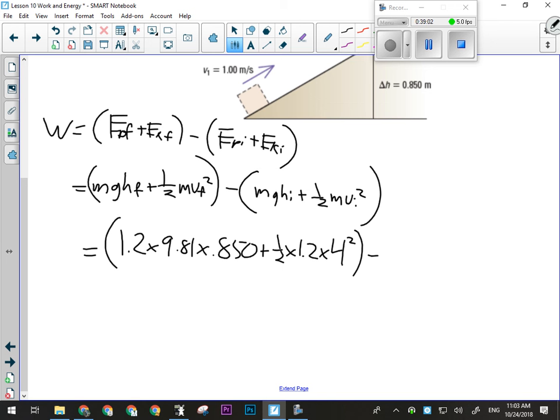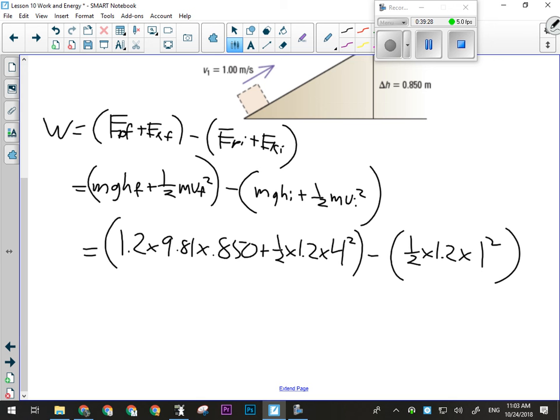Then I'm going to subtract the initial stuff. Now, I could write in m times g times h initial, but h initial is what? 0. There is no potential energy at the bottom, so I'm not even going to bother writing it. There is some kinetic, however. 1/2 times 1.2 times 1 squared. It was moving at 1 meter per second when at the bottom of the ramp.